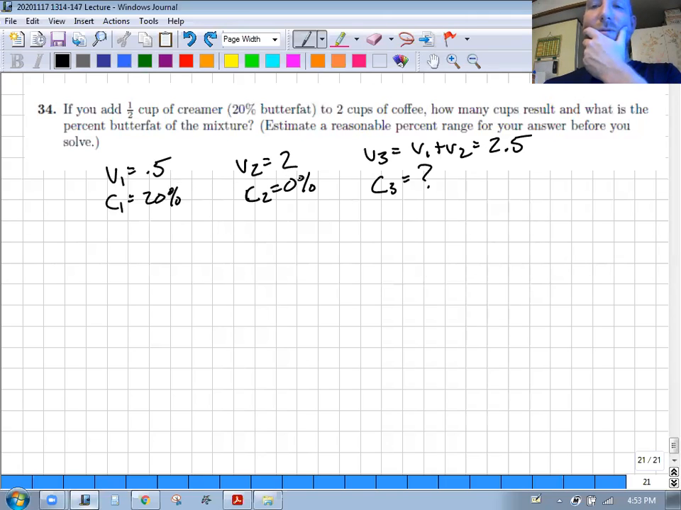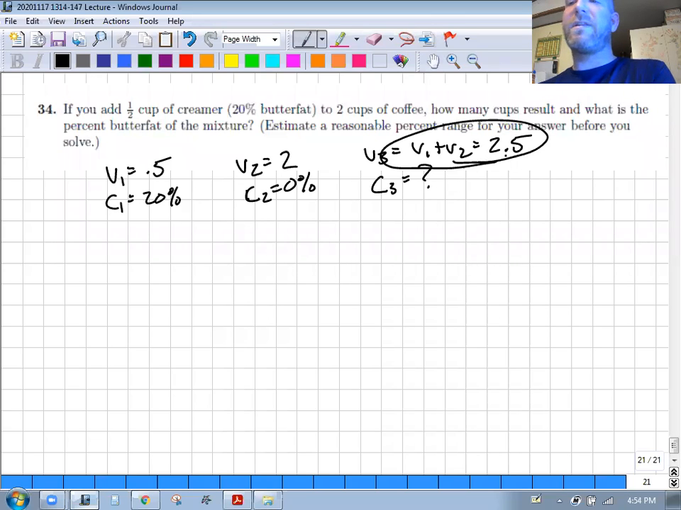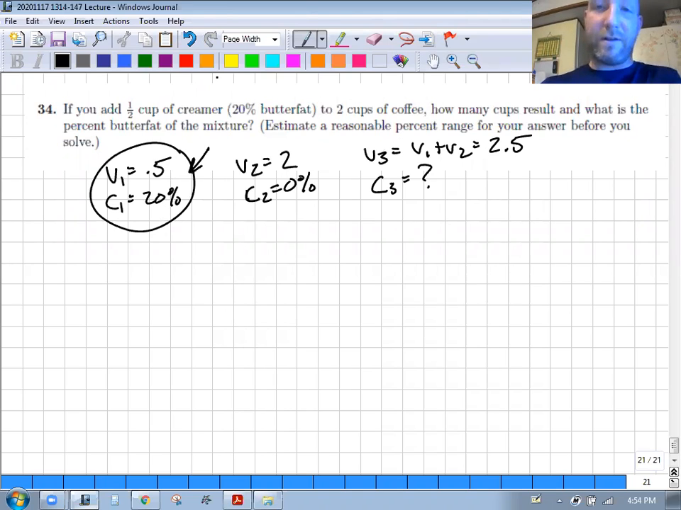If we get 2.5 cups now, the 0.5 cups is 1/5 of the total. And of that 1/5 of the total, it is only 1/5 butterfat. So that's a fifth of a fifth. A fifth is 20%, and a fifth of 20% is 4%. So I'm guessing 4%. Let's see what we got.